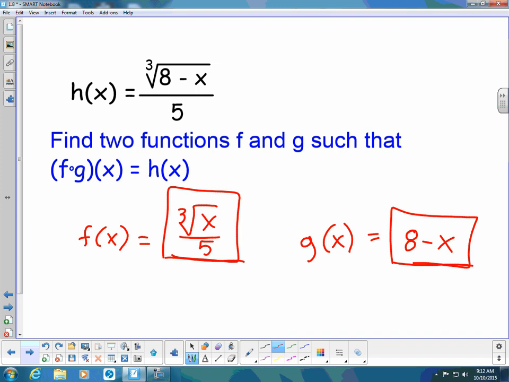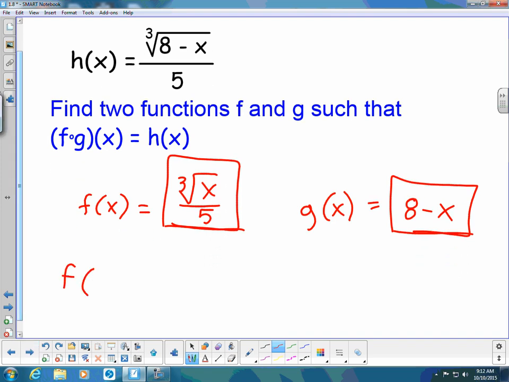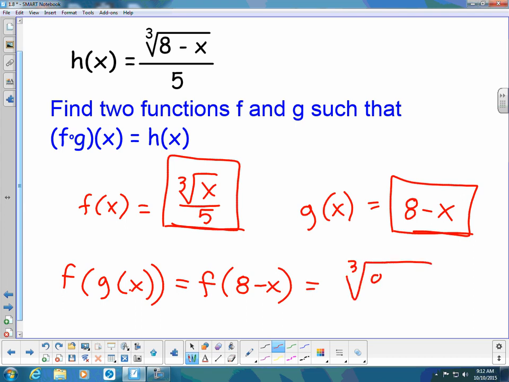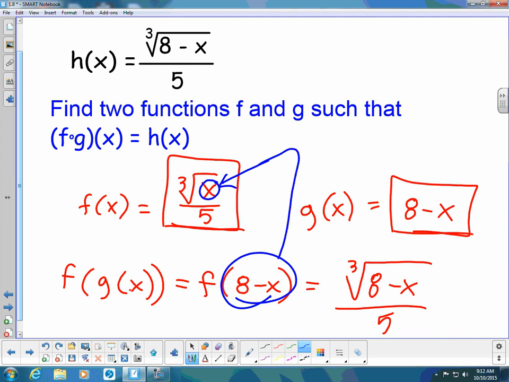If those are my answers, let's see if I can prove this to you. If I try to do f of g of x with this function, that would say I want f of 8 minus x. And that's going to be cube root of 8 minus x all over 5, because I would take this 8 minus x expression and take out this x right here and plug that 8 minus x right in there. And that's how I would get back to my given function.